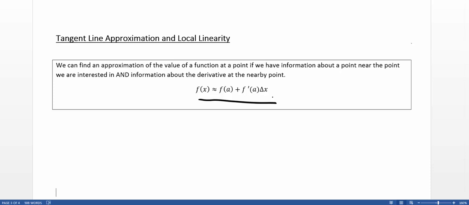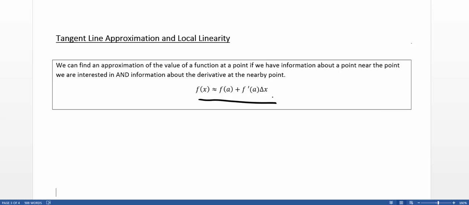So f of x is the new point that we're interested in. So this might be f of 2, and we have information about f of 1, but f of x is where we're interested in finding out what we think is happening there. f of a is the place where we have information. We know the value at a. f prime of a is the derivative or the rate of change at a. So we need both these pieces, the functional value and the derivative value. Delta x is how far away from a we are trying to predict.